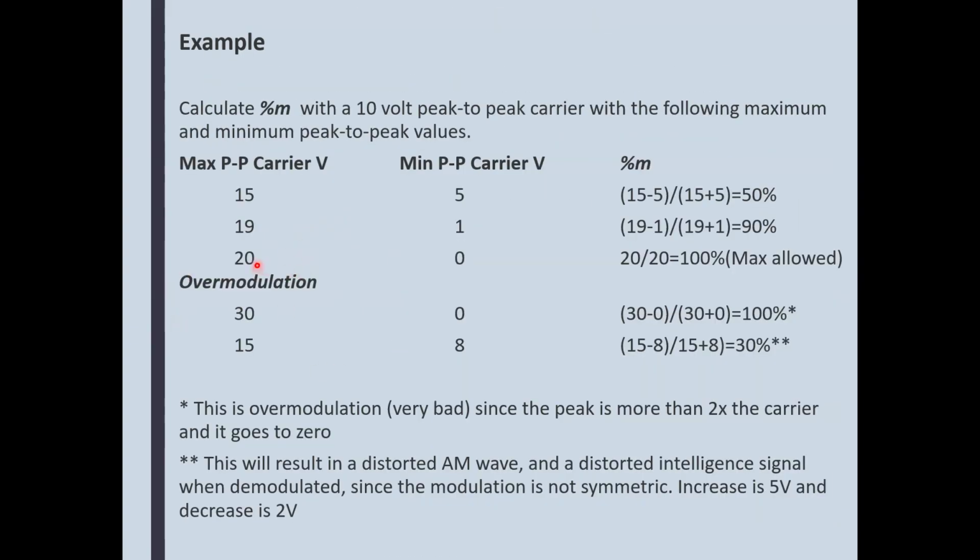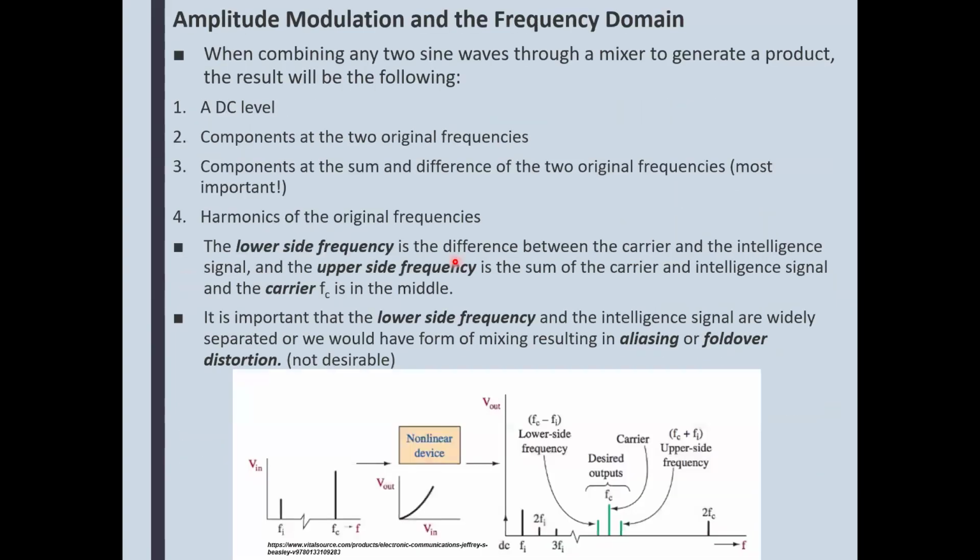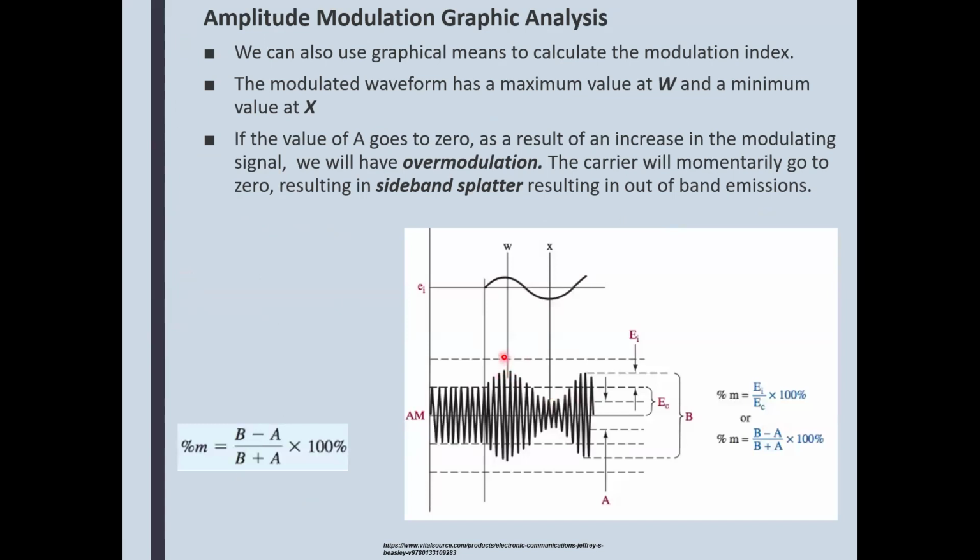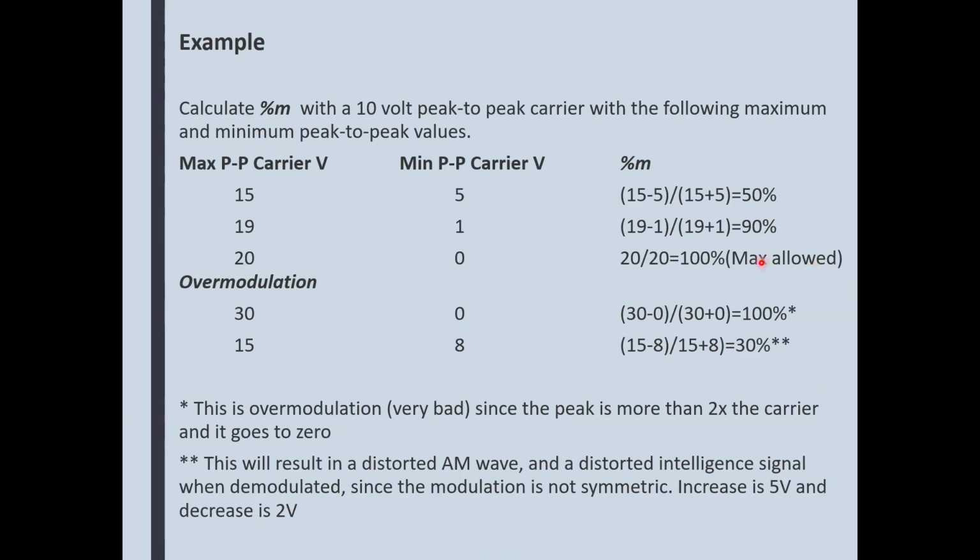If it goes up to 20 and down to 0, up to full 20 and down to 0 here, then we have 100% modulation, which is maximum allowed. If we go any further, we're going to get overmodulation.